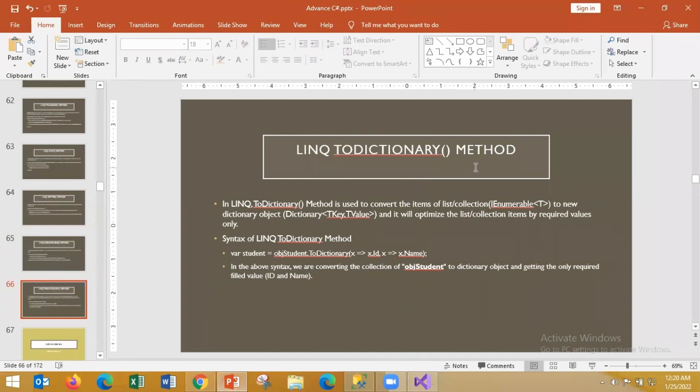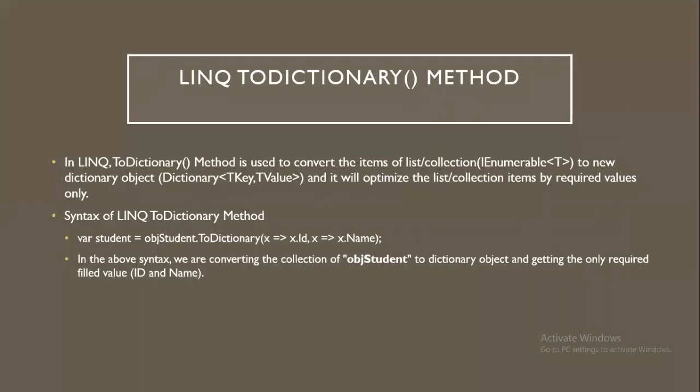Okay, the ToDictionary method. The ToDictionary method is used to convert items from a list collection to a new dictionary object, a dictionary with generic type key and value pair. It will optimize the list collection items by required values only. The syntax is this, for example, this data source is converted to a dictionary, where you're passing a key as ID and value as name. In this syntax, we're converting the collection of student objects to a dictionary object and getting only the required field values, ID and name.